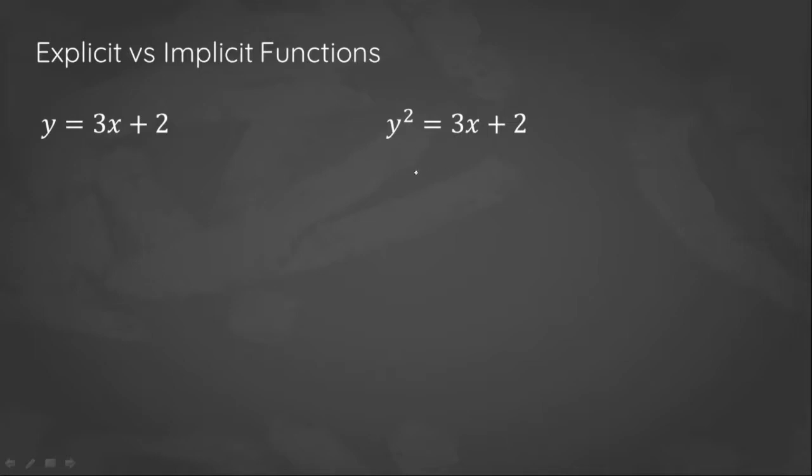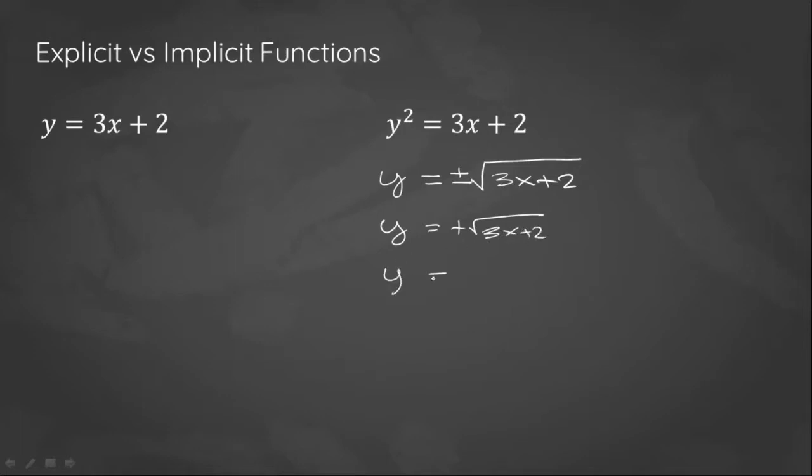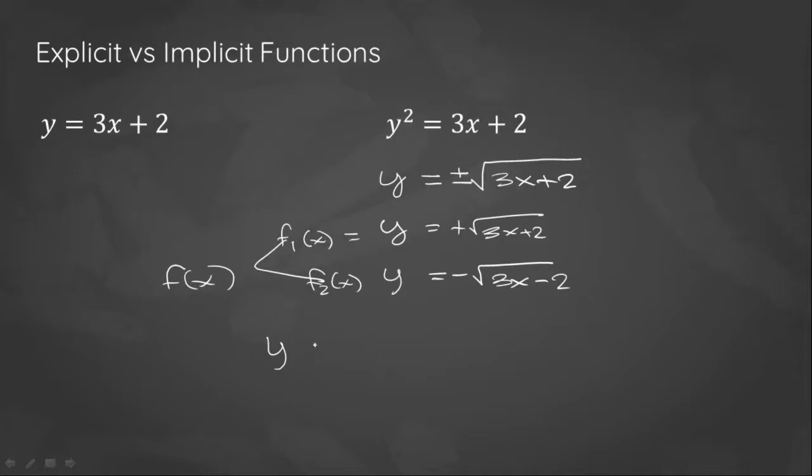Since y here has two values, if we take the square root of both sides, we have plus or minus the square root of 3x plus 2. So y has two roots: the positive square root of 3x plus 2, or y is equal to the negative square root of 3x plus 2. If this is f1 of x and this is f2 of x, all of these functions have a domain in x. So clearly y is equal to f of x is defined as an implicit function.